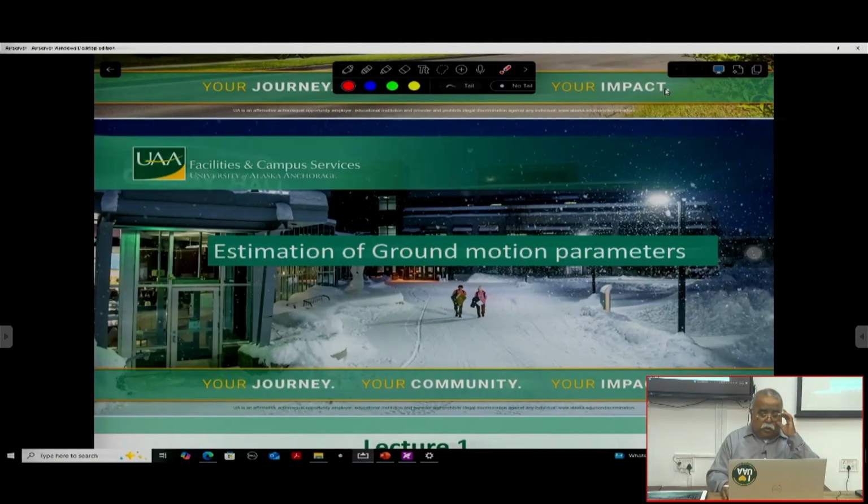So in the morning, we have done a little bit about the magnitude estimation from the recorded data, and I have shown you how to do that. And today, in this class, we will try to estimate the ground motion parameters of the recorded data. What are the different parameters which are of seismological and engineering interest that we will be finding out, and how to calculate that.